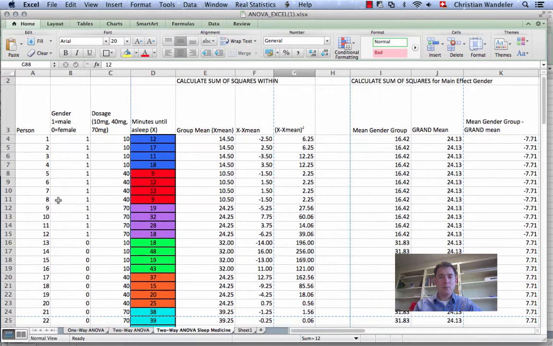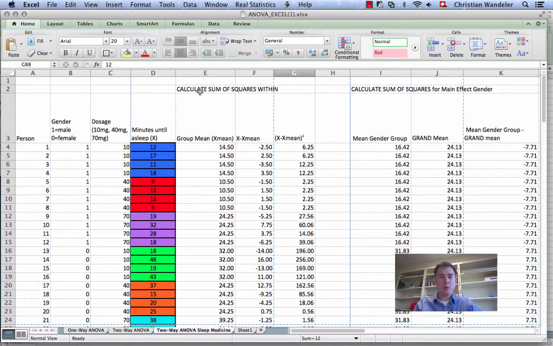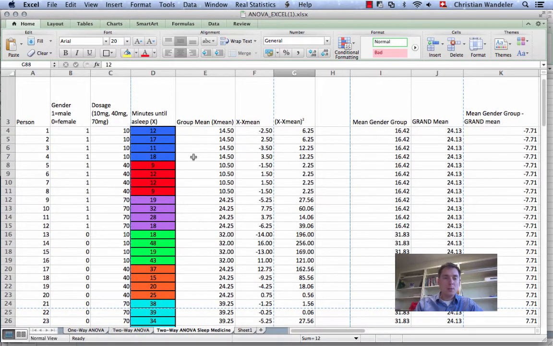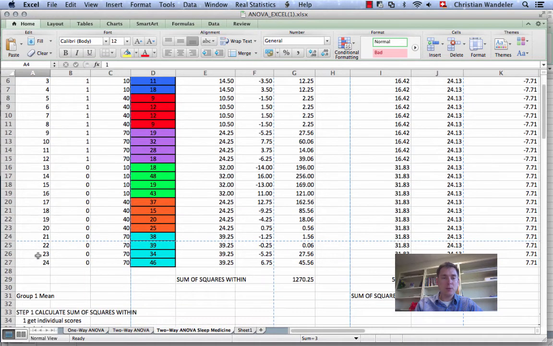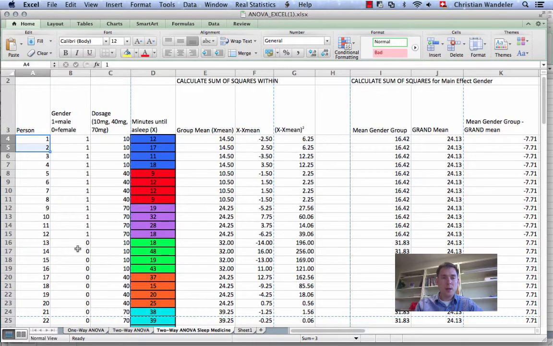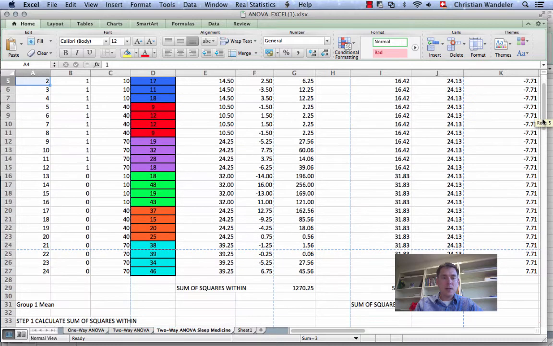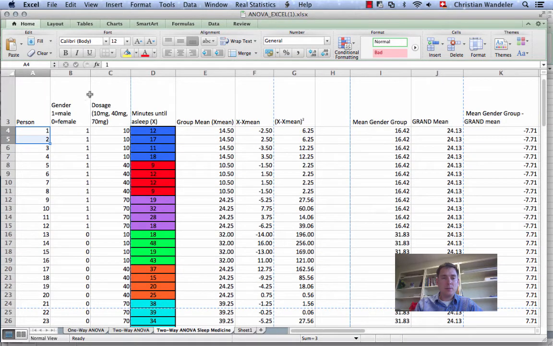So I'm gonna show you first. We're gonna calculate the sum of squares within. So we have here the person 1, 2, 3 all the way to 24, and then what we have as well is the gender. 1 is male, 0 is female. Then we have the dosage, 10 milligrams, 40 milligrams, 70 milligrams. Then it repeats again, 10 milligrams, 40 milligrams, 70 milligrams.